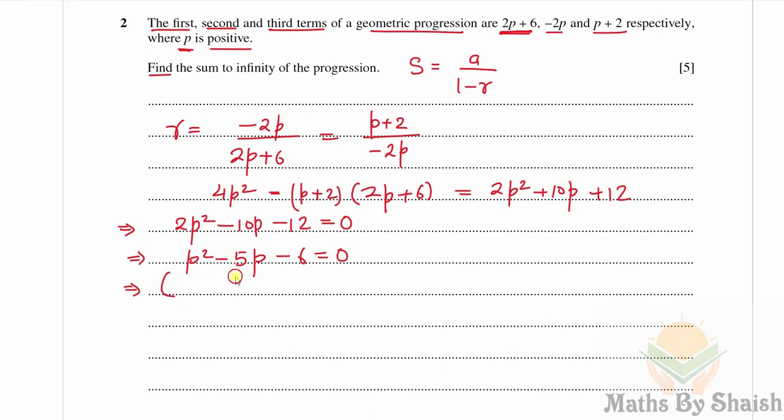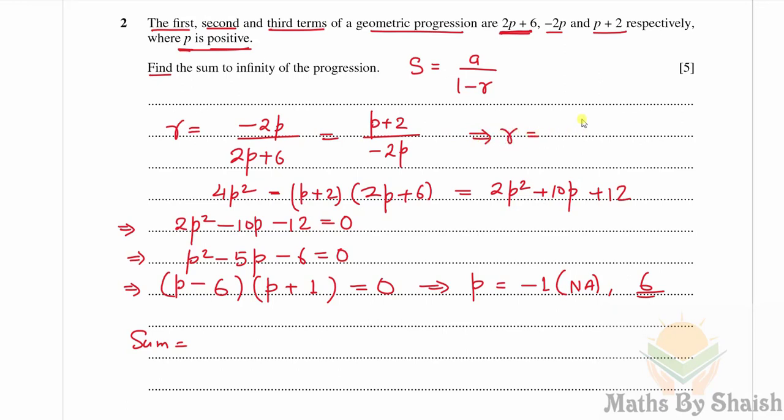We can write it in the factorized form, and this is going to be (p - 6)(p + 1). So we got p as minus 1, which is not acceptable, and 6. So the p value is going to be 6 because it is given that p is positive, and hence, for the sum to infinity S, from here we can calculate r as well. So this will give r is minus 2 times p, that is 6, upon 2 times p plus 6.